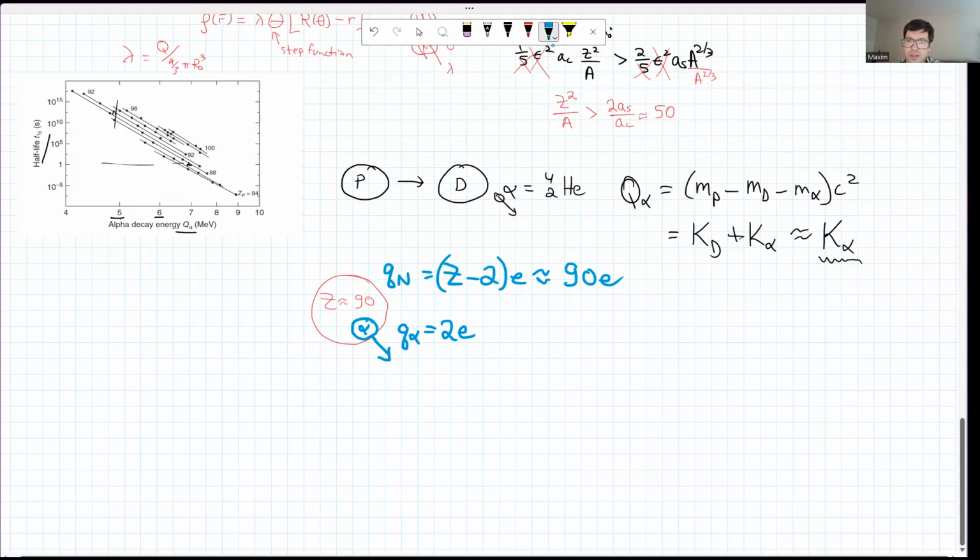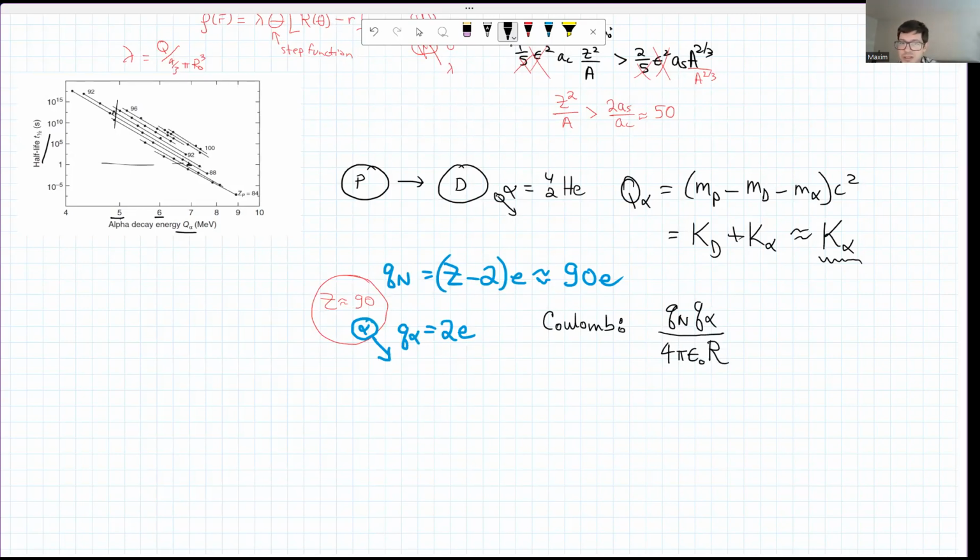We know that there's a Coulomb interaction. The Coulomb interaction is what? Well, it's got to be the product of the charges over 4 pi epsilon naught times the separation.